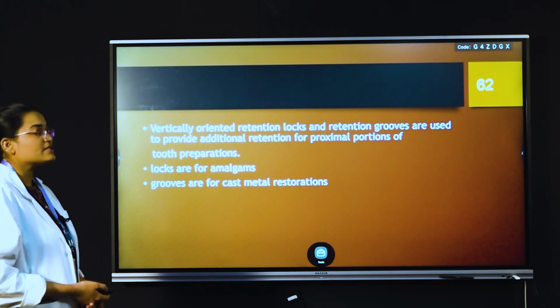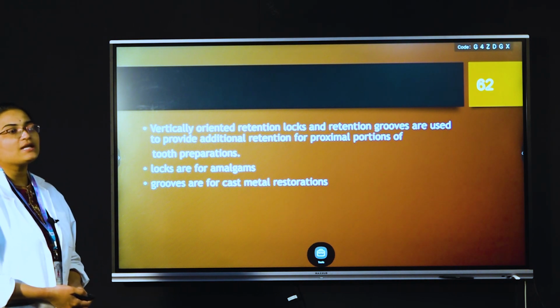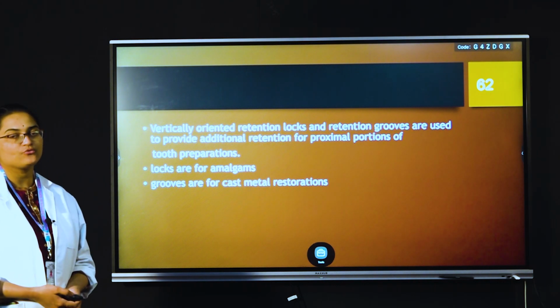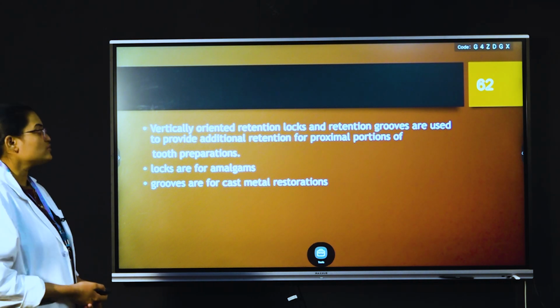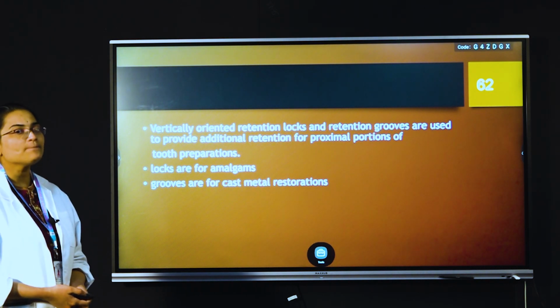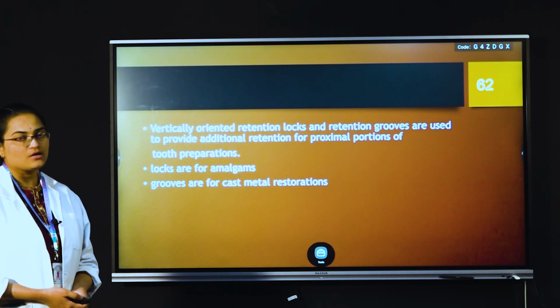When you talk about the locks and grooves, there is a primary difference between them. The locks are given in the line angles of the proximal cavity preparation for amalgams, where the base of the triangle is faced towards the occlusal surface, whereas for cast restorations, the base of the triangle is given towards the gingival seat.